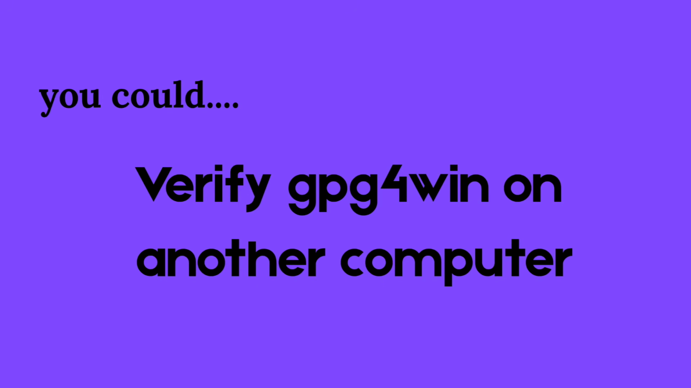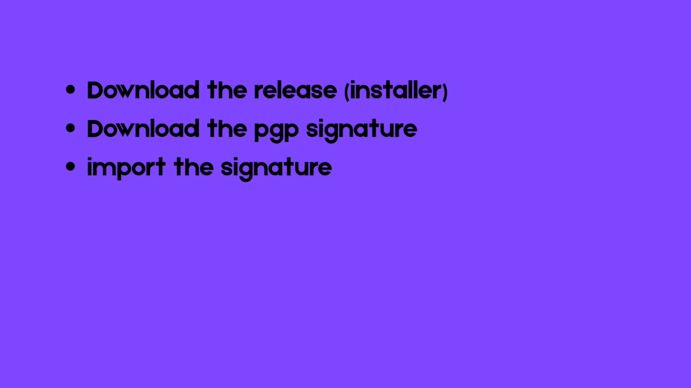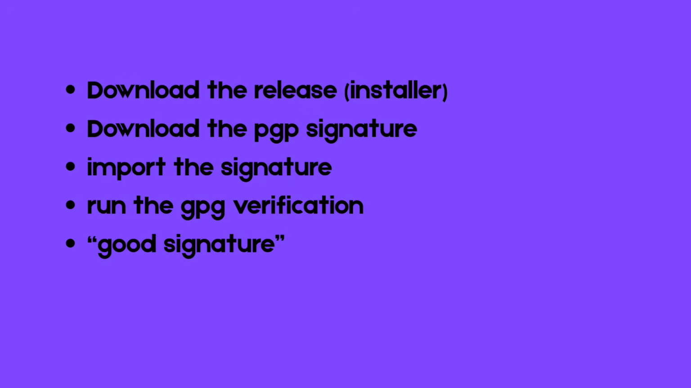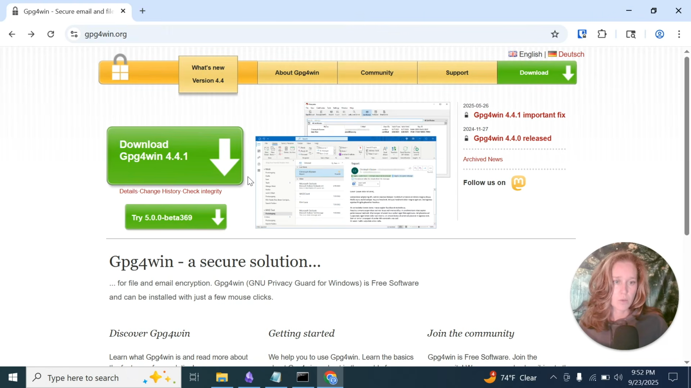So one thing you could do if you had another computer with GPG already installed on it is to download the release file and download the PGP signatures, import the signatures, run the verification. If the signatures are good, then you could transfer those files to the Windows computer you want to run Gpg4win on. But if you only have your Windows computer, that's not really realistic. And there are a couple things we can still do to work around that.